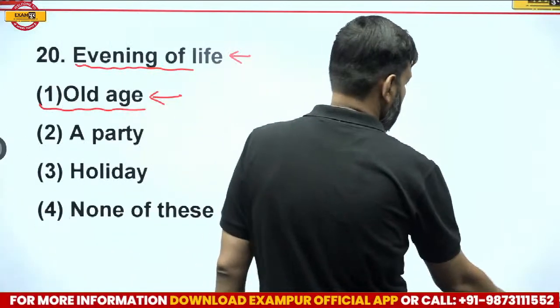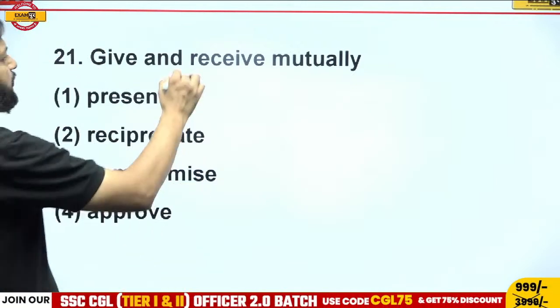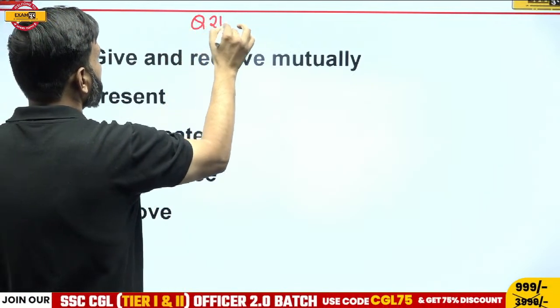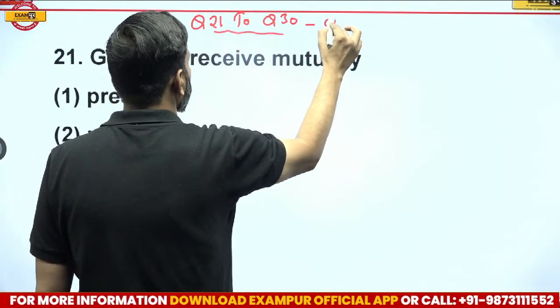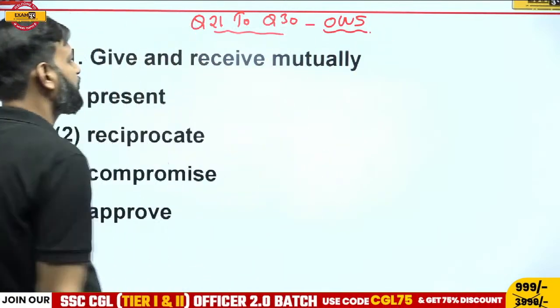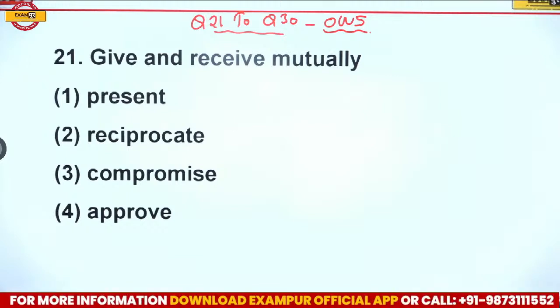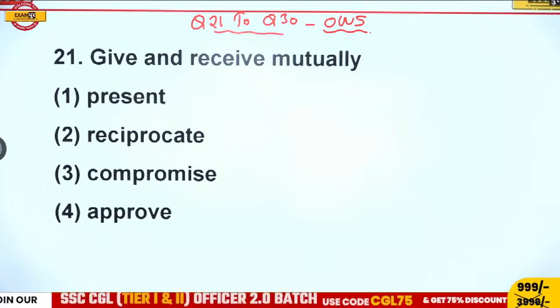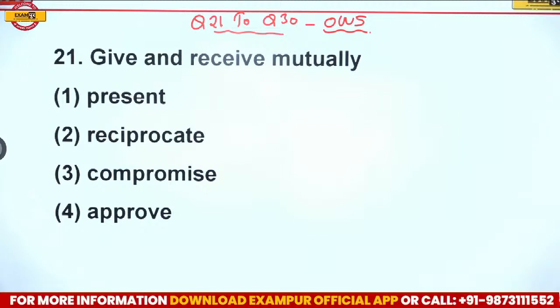Let's start now. One word substitution, question number 21 to question number 30. Give and receive mutually. So what is the answer of give and receive mutually?